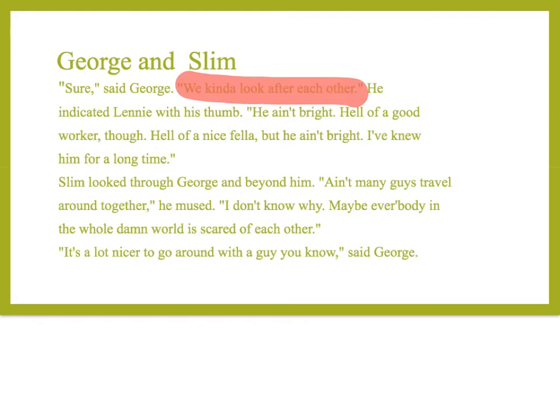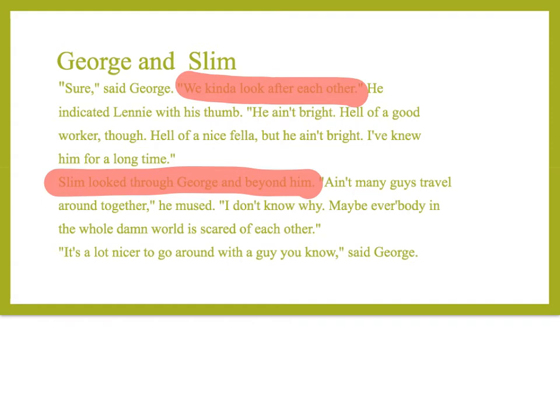"He ain't bright. Hell of a good worker, though. Hell of a nice fella, but he ain't bright. I knew him for a long time." And Slim looked through George and beyond him. And I think that's important, and we do talk a little bit about that with the other video on Slim, that he looks through him, i.e. he understands him. Remember, you've got that simile in relation to Slim, his godlike eyes, so he can look at George and see what is within him, not just what he externally represents.